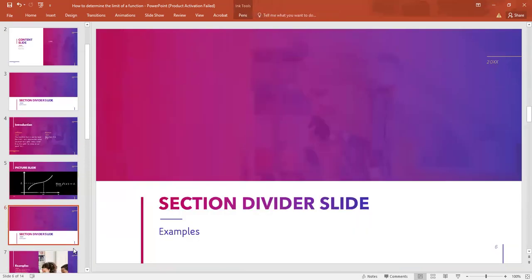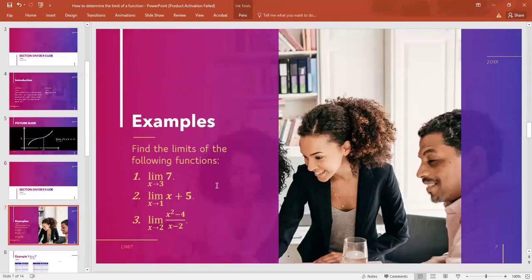To explain how this looks, let's have a look at small examples. Here we want to find the limit of three types of functions: constant function, linear function, and rational function. The first example says, find the limit of the function 7 when x goes to 3. Second example, the limit as x goes to 1 of x plus 5, which is a linear function. We also have to evaluate the limit as x goes to 2 of x squared minus 4 divided by x minus 2. We're going to go step by step.